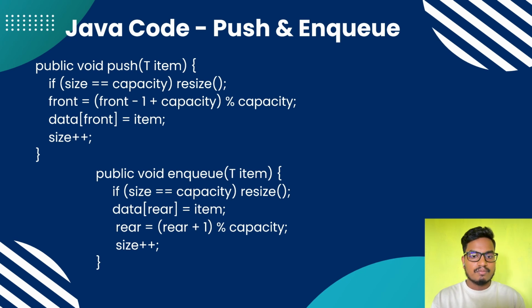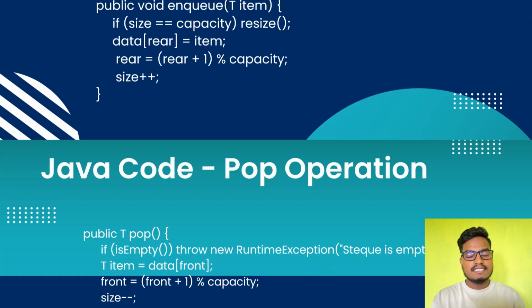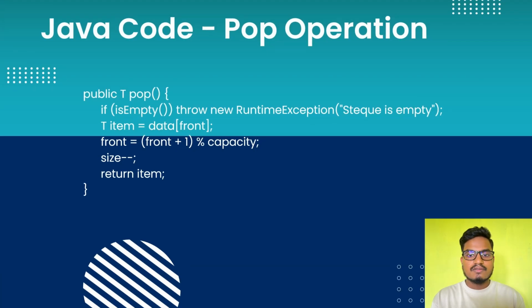Pop. The third operation is pop, which removes from the front. We check if the structure is empty. If so, we throw an exception. Store the front element in a variable. Move the front pointer forward. Decrease size. Return the removed element. This is similar to a stack's pop, but optimized with the circular array.